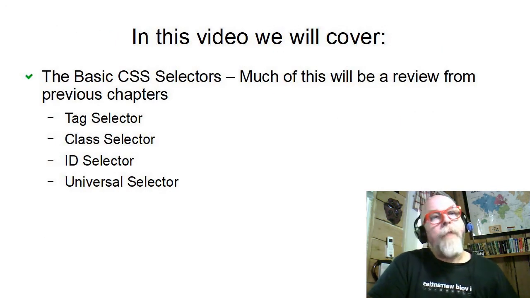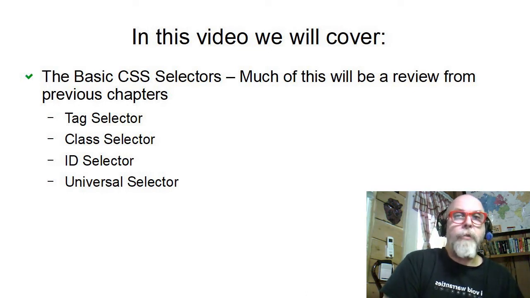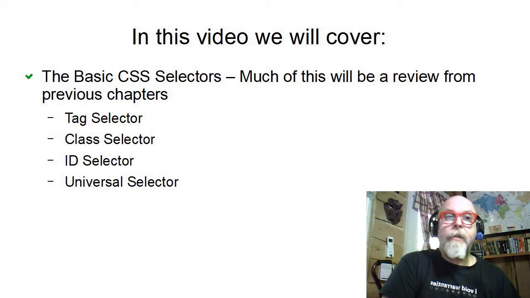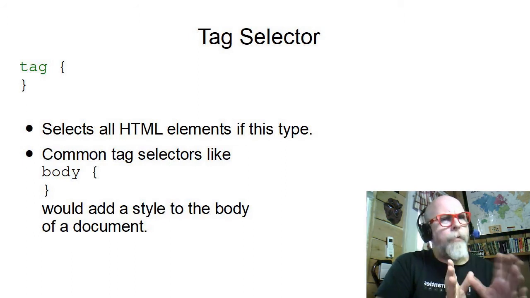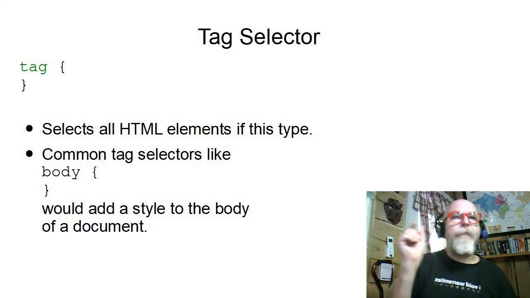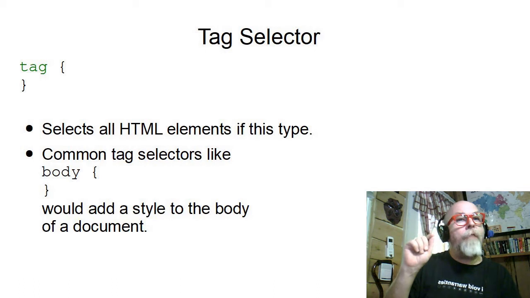In this video, I'm going to discuss the four basic CSS selectors: the tag selector, the class selector, the ID selector, and the universal selector. We've used the tag selector throughout the previous video presentations and throughout the weeks, but I just want to review it real quickly. Remember, if you put the HTML tag as the selector and then the curly braces, all of the style within the curly braces applies to all of the HTML elements of that type.